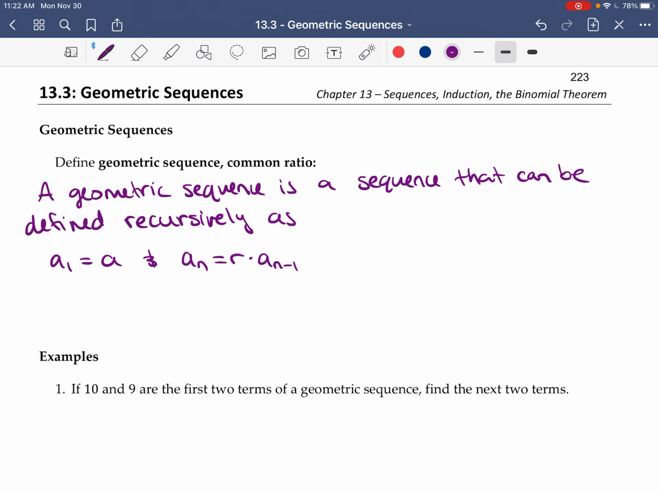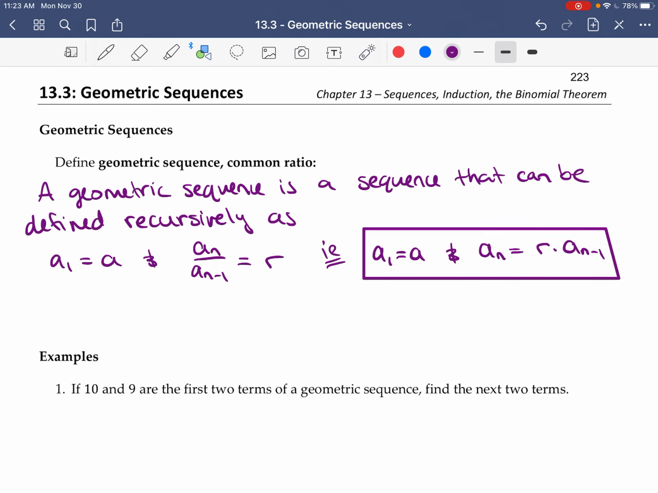Actually, sorry, I wanted to define it a different way. If you divide two consecutive terms, so An divided by An minus 1, you get some constant R. The other way to define it, as I wrote previously, is the more common way: A1 is A, and An is R times An minus 1. So this is the way we normally think about it defined.